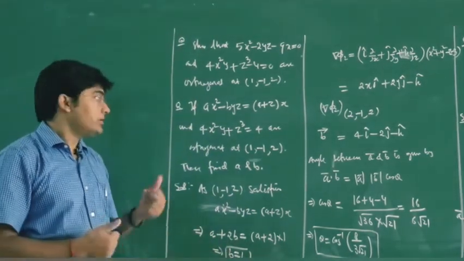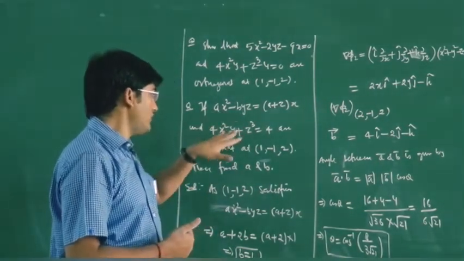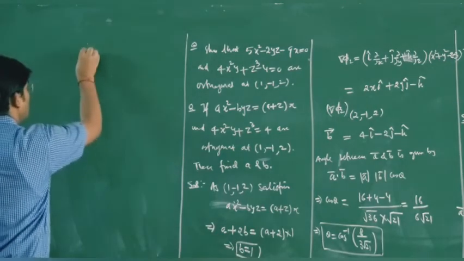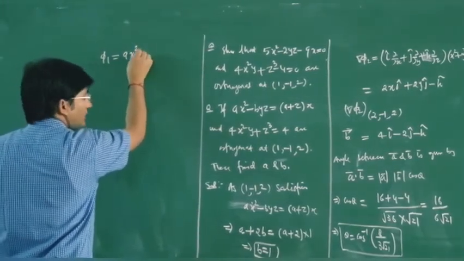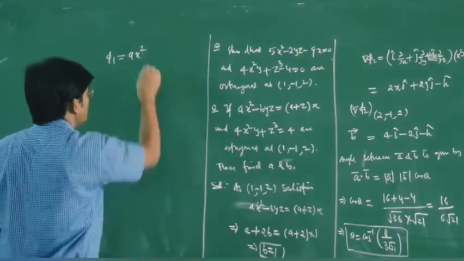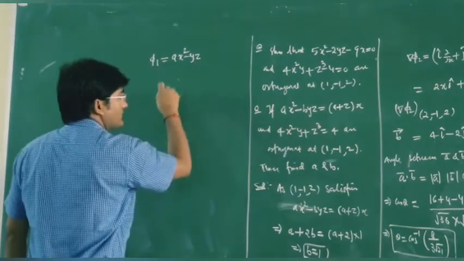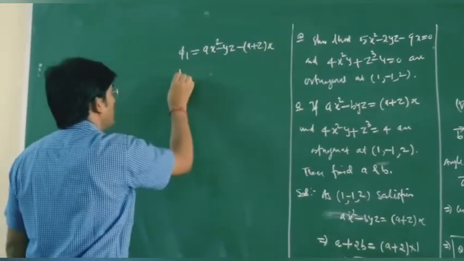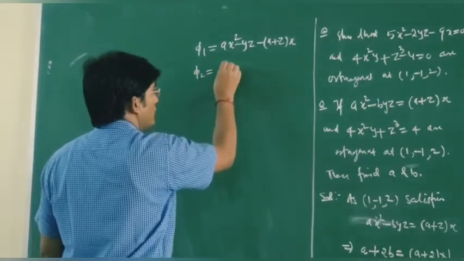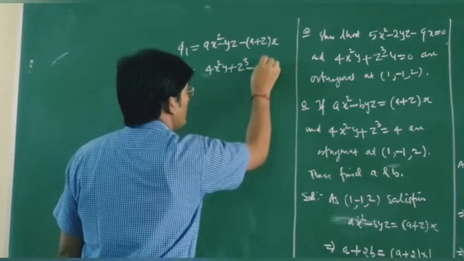Now let us evaluate a. For that, assume this function as phi 1 and this one as phi 2. So your phi 1 is equal to ax square, now you can put b as 1, so we have minus yz minus a plus zx. Your phi 2 is equal to 4x square y plus z cube minus 4.